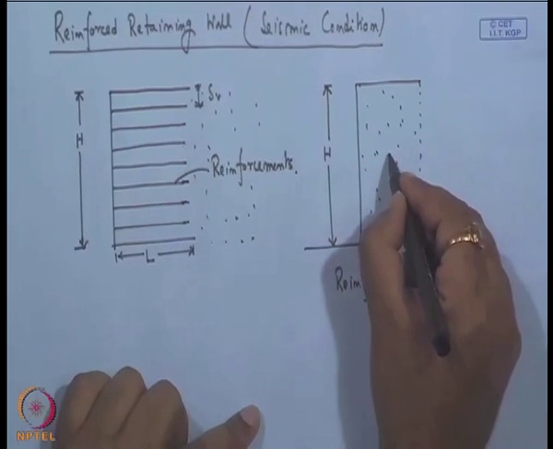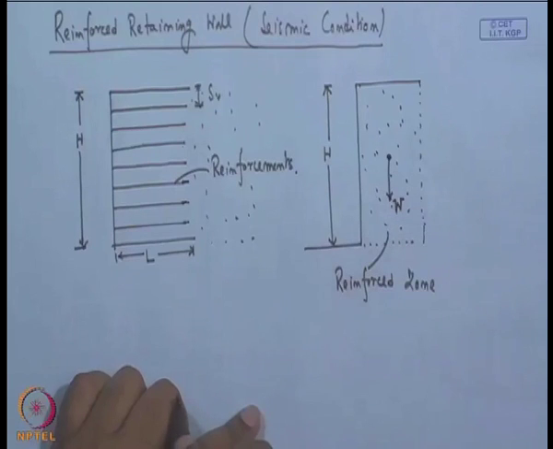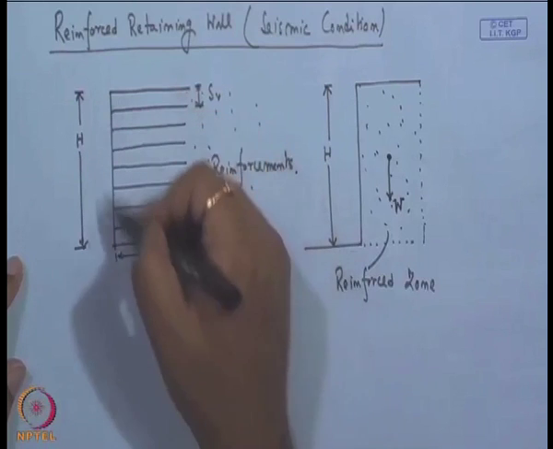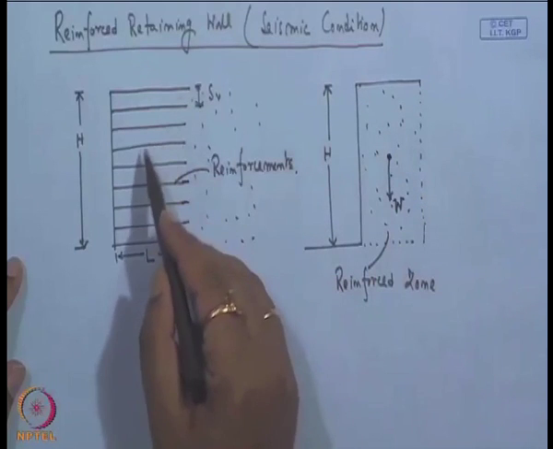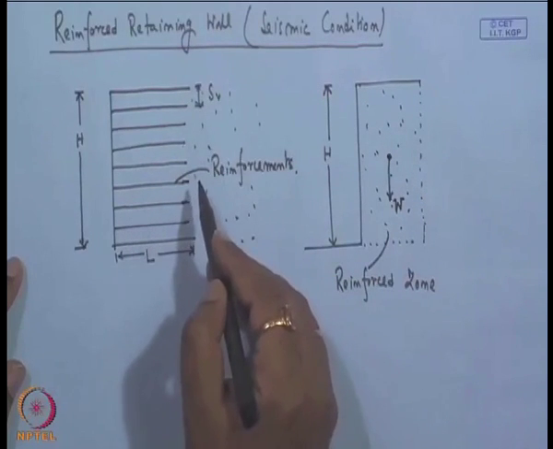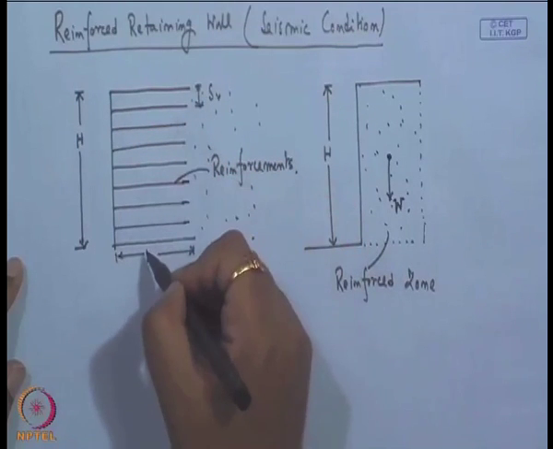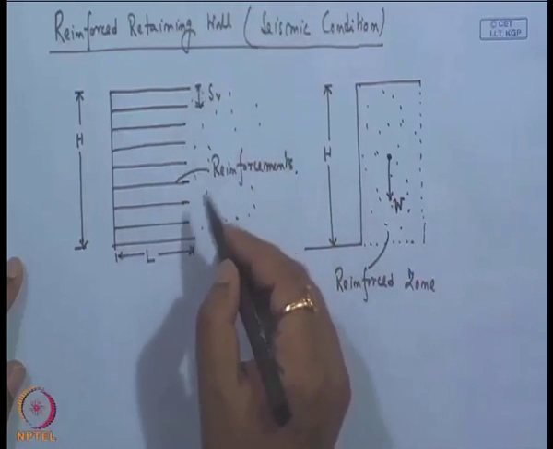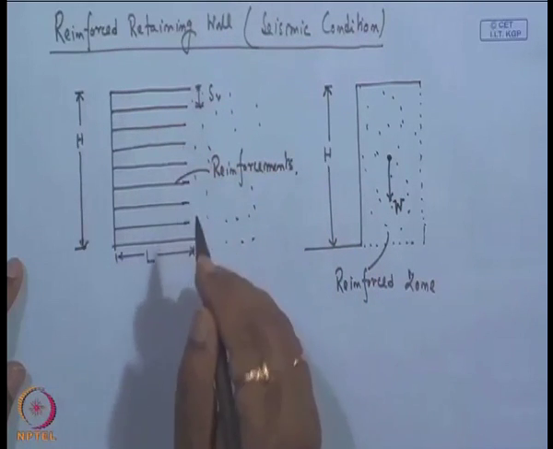So, what are the additional forces? Suppose this is the weight of the reinforced zone that will act here. Now, the first step: how will we decide the reinforced zone and the unreinforced zone? First, we will design this retaining wall under static condition, then we can determine how much length we will provide here and what the S_B value is. That is the first iteration, where we design this retaining wall under static condition.